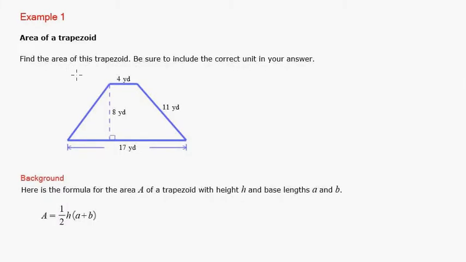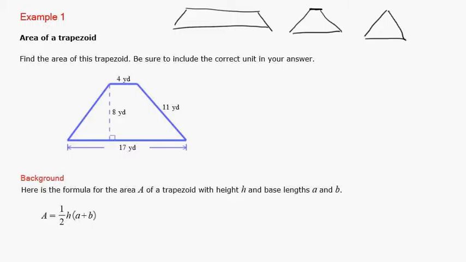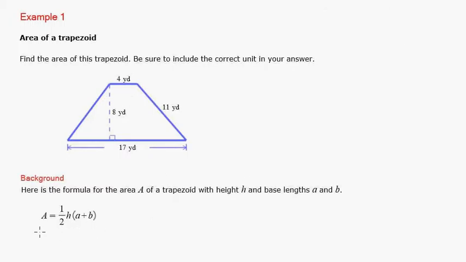A trapezoid is a little different from a triangle because it doesn't come to a point up here. It's actually got some distance to it, and it could be a little bit short or it could be really long. Fortunately we have a formula right here that we can use, so we just have to understand it.